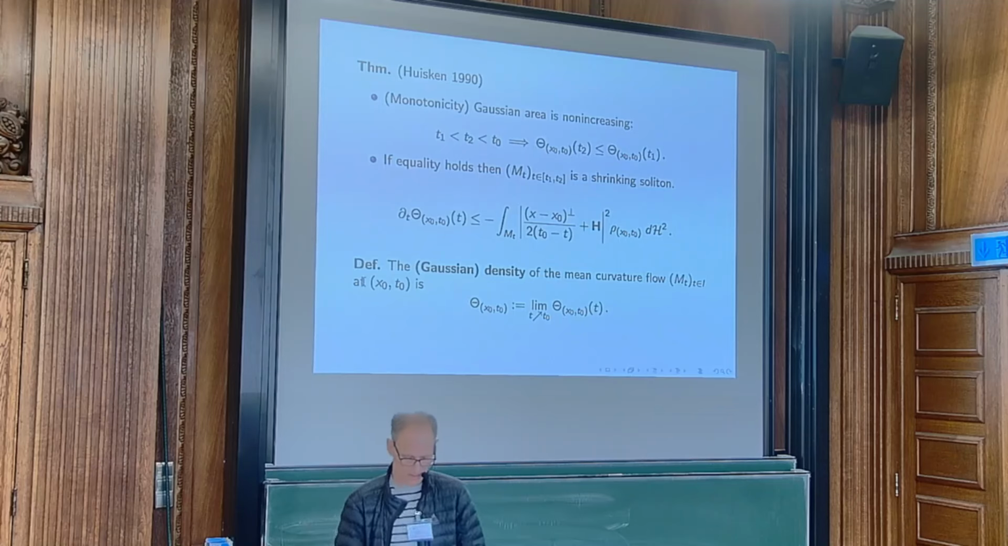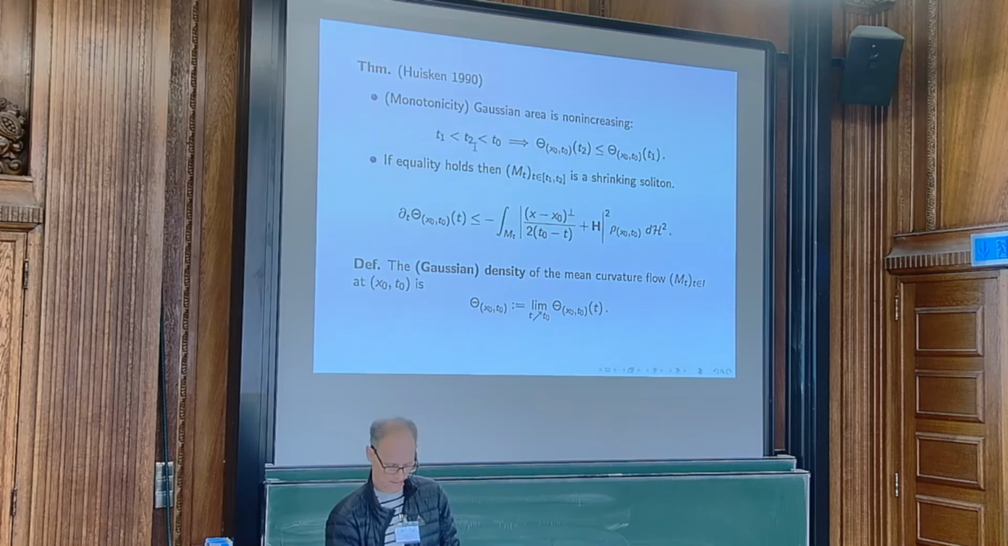And the key result is this monotonicity claim, right? That the Gaussian area is not increasing. So if t1 is less than t2, then the Gaussian area at the earlier time is greater than or equal to the Gaussian area at the later time. And moreover, if equality holds, then you're on a shrinking soliton. This is proven by a formula: the time derivative of this Gaussian area is given by this non-positive expression. The integrand vanishes if and only if you're on a soliton.